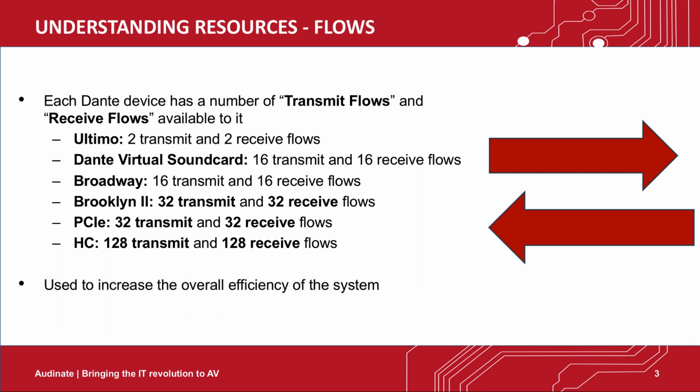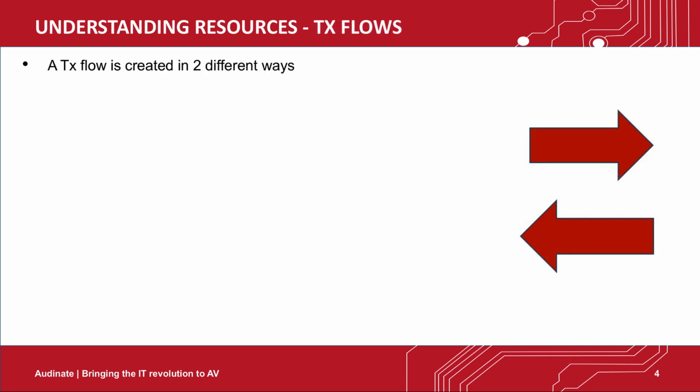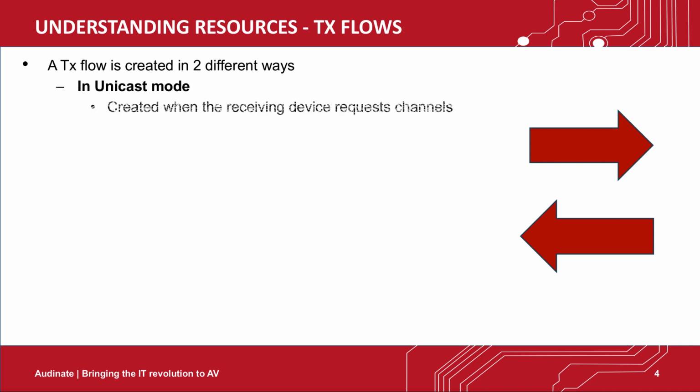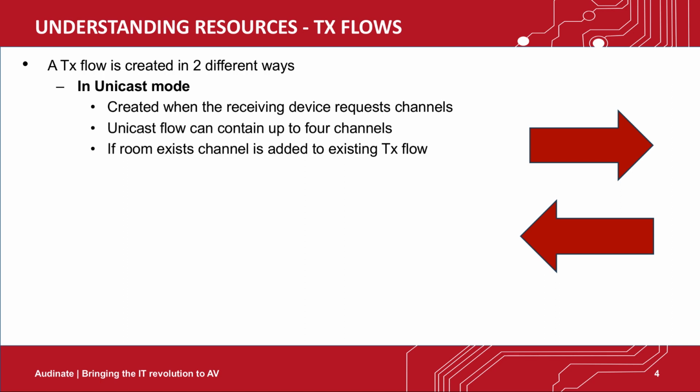As we have previously seen in Dante Certification Level 2, flows are used to increase the overall efficiency of the system. A transmit flow is created in 2 different ways. First, in unicast mode, the transmit flow is created when the receiving device requests 1 or more channels. A single unicast flow can contain up to 4 channels. If room exists, the channel is added to an existing transmit flow.